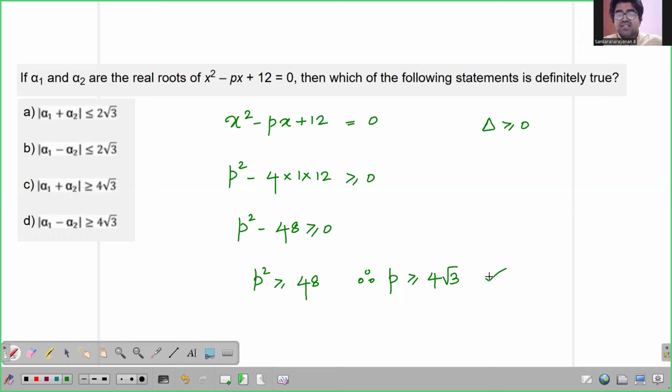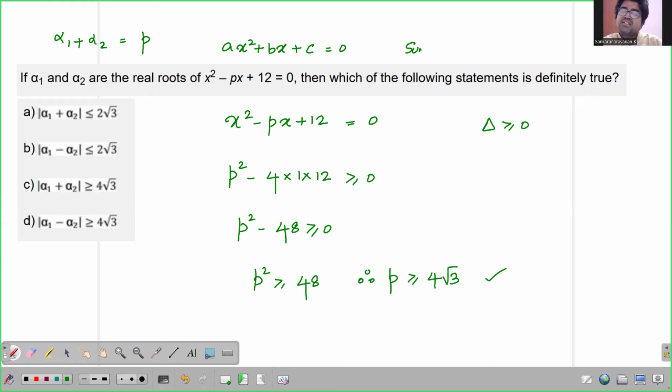In this case, if alpha 1 and alpha 2 are the roots of this quadratic equation, the sum of the roots, alpha 1 plus alpha 2, is equal to p. I hope you all remember, for ax square plus bx plus c equal to 0, the sum of the roots is minus b by a, and the product of the roots is c by a.